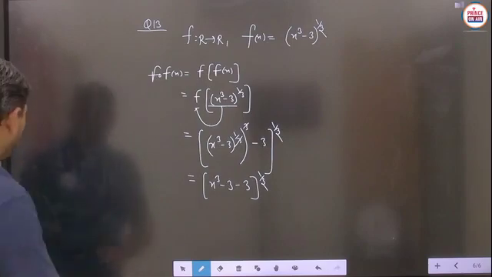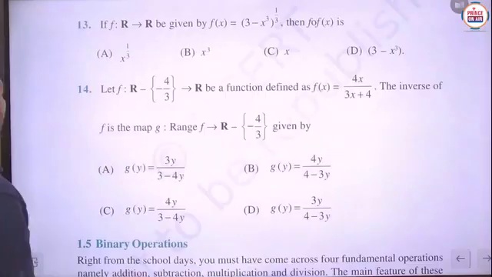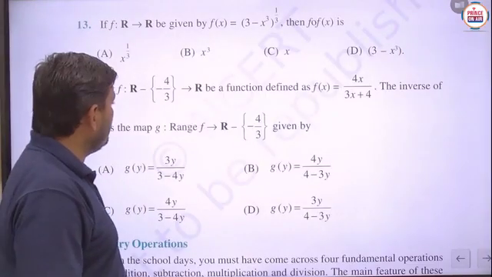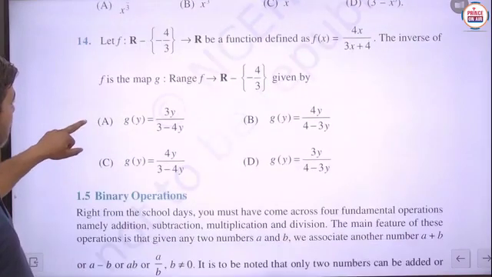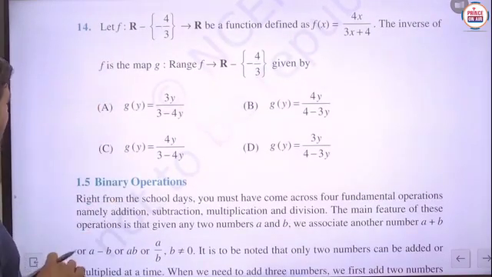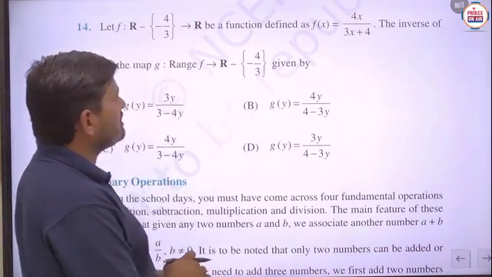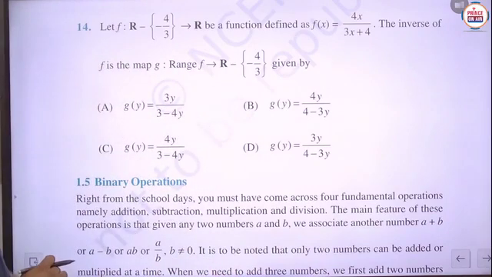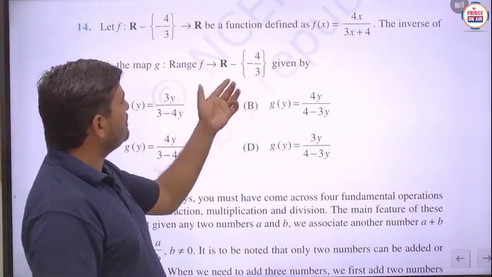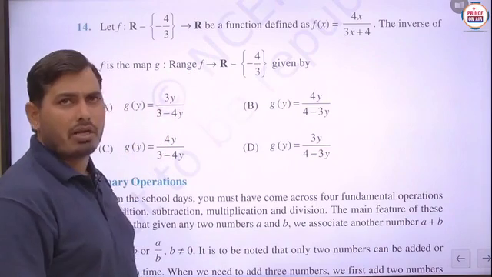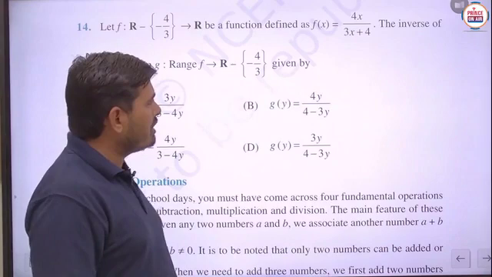Next, we are taking question number 14. Question number 14 says: let f from R minus {-4/3} to R be a function defined as f(x) = 4x/(3x + 4). The inverse of f is the map g from the range of f to R. Means if the codomain is equal to the range, then the function is bijective, and we just have to calculate the inverse.